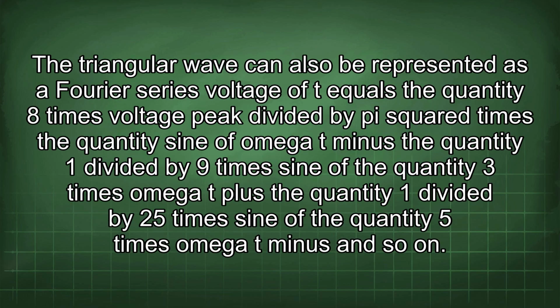Thirdly, the RMS value of a triangular wave swinging between 0 and V_peak will be identified. The triangular wave can also be represented as a Fourier series: V(t) equals the quantity 8 times V_peak divided by pi squared times the quantity sine of omega t minus 1/9 times sine of 3 omega t plus 1/25 times sine of 5 omega t minus, and so on.